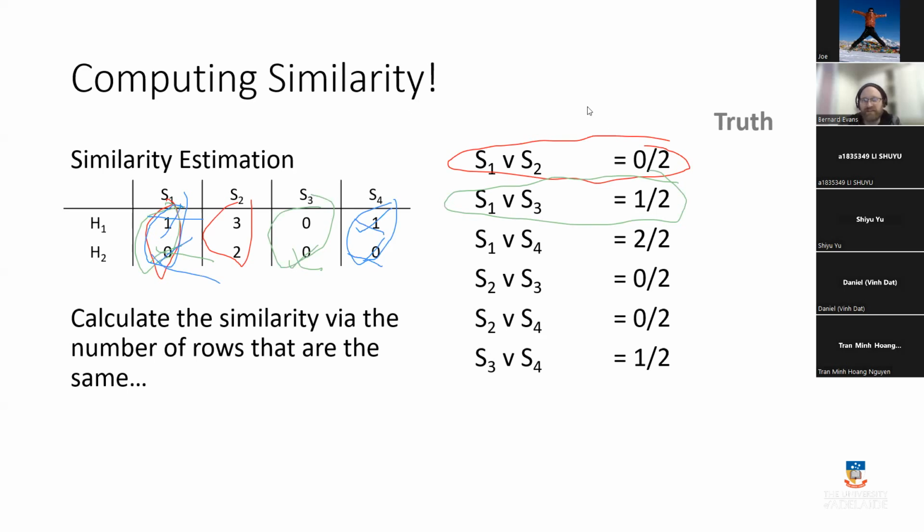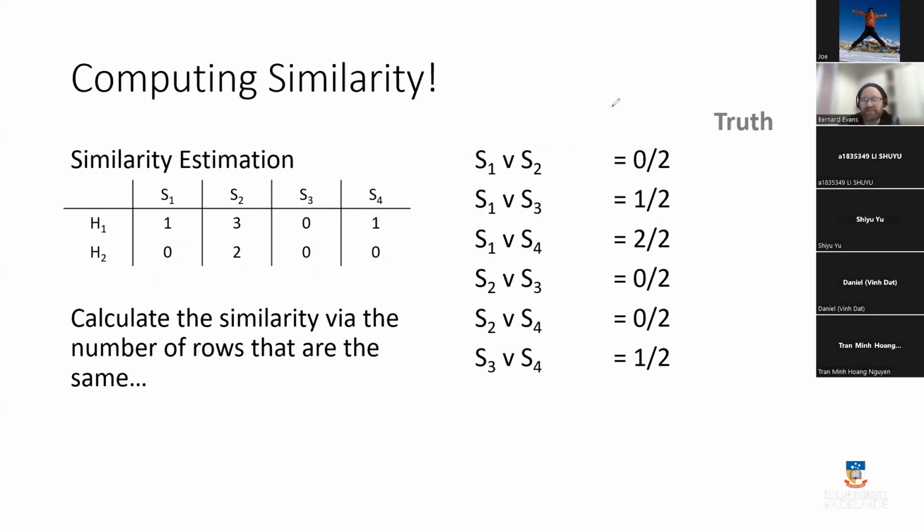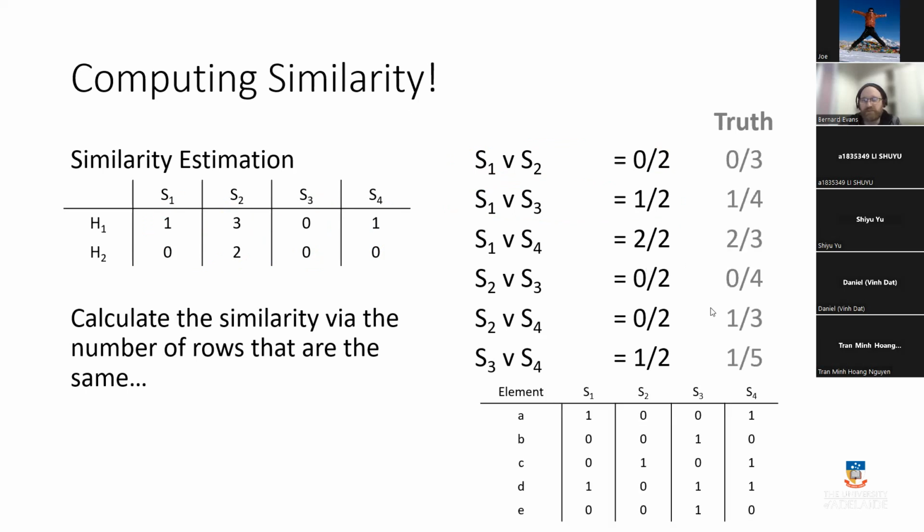And the question is, was it worthwhile? Is this at all accurate? If we work out the original Jaccard similarity from the matrix, we can see that it's 0 out of 3. Oh, so 0 out of 2, 0 out of 3 is not too bad. A half compared to a quarter is not too bad. 2/3 compared to 2 on 2 is not too bad. 0 out of 4 to 0 out of 2 is not too bad. 0 out of 2 compared to 1 out of 3, it's not too bad. 1 out of 2 compared to 1 out of 5, that's probably not that great.